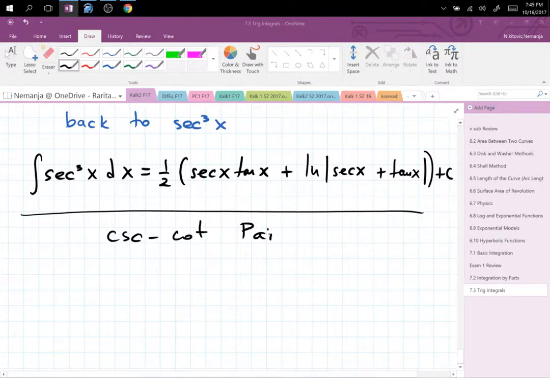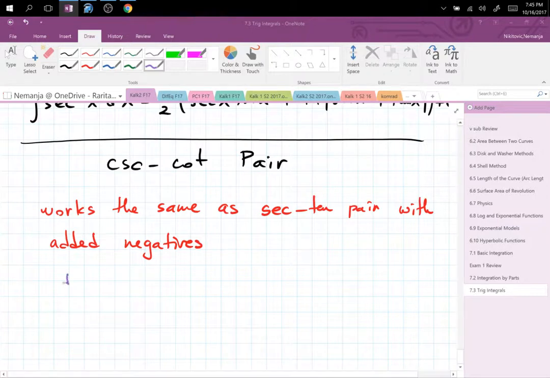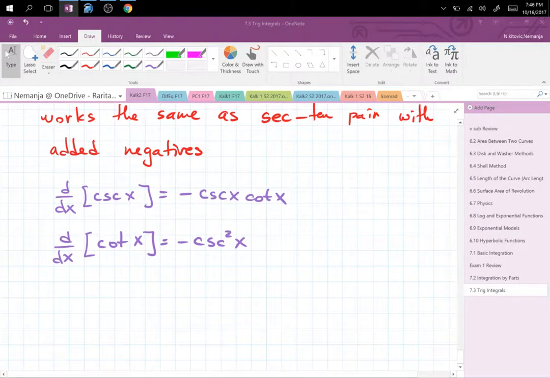So the cosecant cotangent pair, I start in red, works the same as the secant tangent pair with added negatives. You have to be very careful, right? So you are careful that the derivative of cosecant x is negative cosecant x cotangent x, and the derivative of cotangent x is negative cosecant squared x. That's all you worry about. So solving these problems works exactly the same.